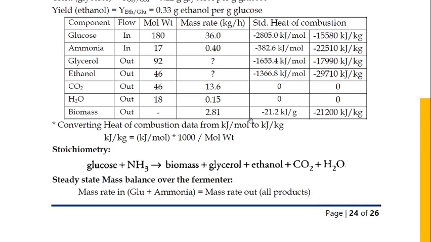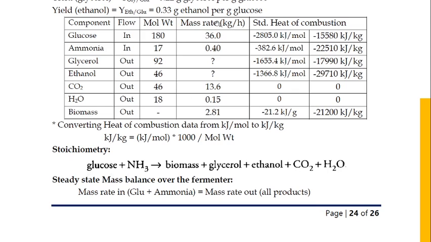Let's write the stoichiometry based on the available information here, in and out. Glucose in, ammonia in, biomass out. It's not a balanced reaction. We need not write the balanced reaction because the biomass molecular formula is not known to us, not even the molecular weight. So we may not be able to write the balanced reaction. It's an unbalanced reaction. However, based on the mass flow rate, you can do the balancing.